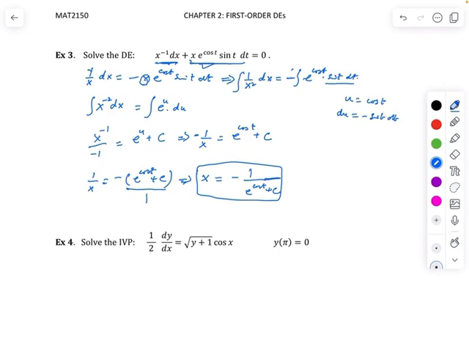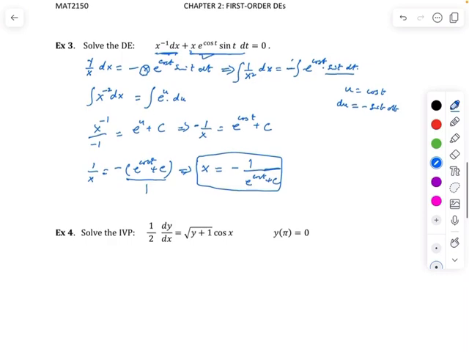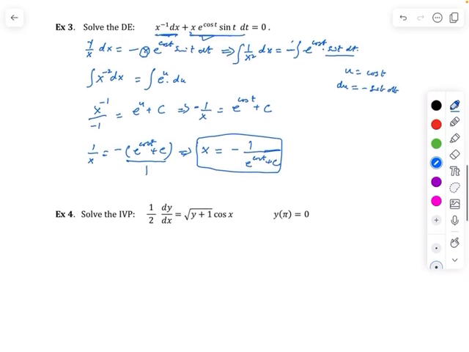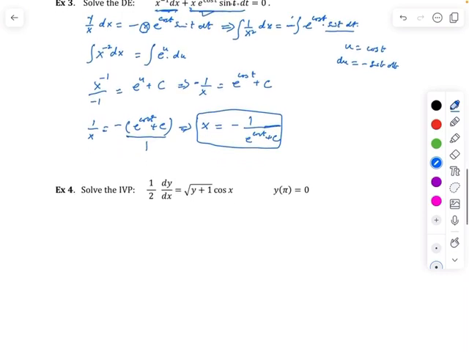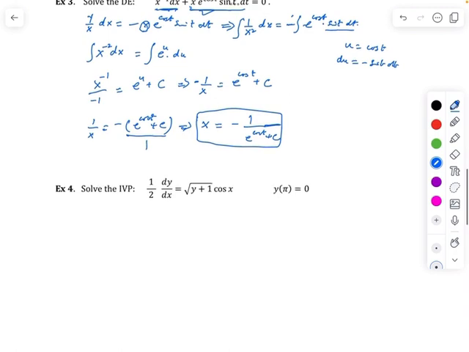Now if this were an initial value problem, so if you are given an initial condition, then at this moment you would plug those in and get the value for c. Let's look at the next example. This is: solve the IVP. So now we have to solve the initial value problem.